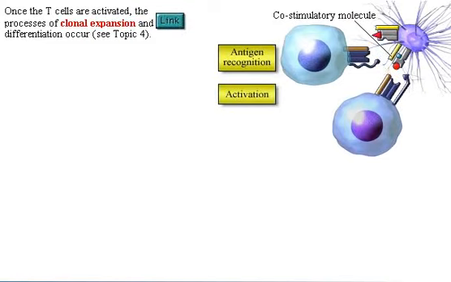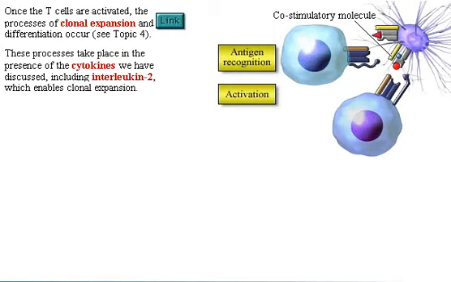Once the T cells are activated, the processes of clonal expansion and differentiation occur as described in Topic 4. These processes take place in the presence of the cytokines we have discussed, including interleukin-2, which enables clonal expansion. Click a T cell to generate effector cells.